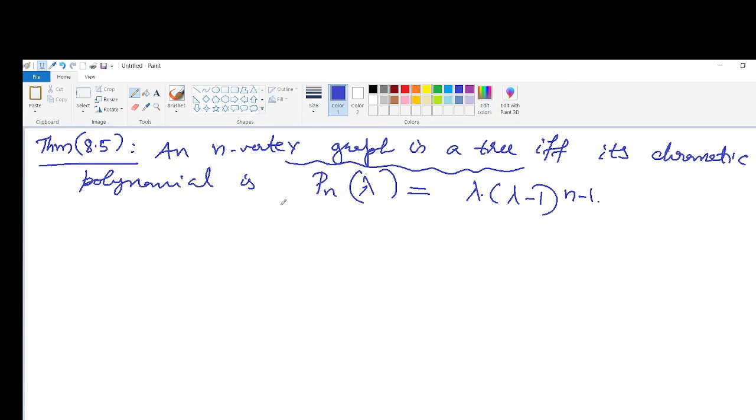Okay, here you can prove this by induction on n. Now you can do that as a homework. Now let us move to another theorem, that is theorem 8.6.